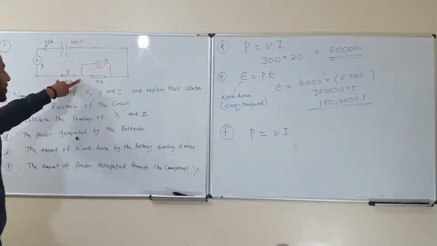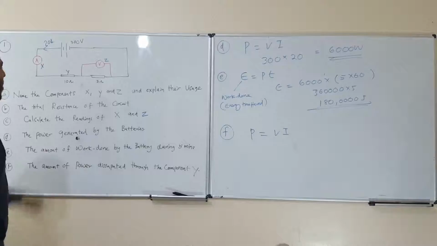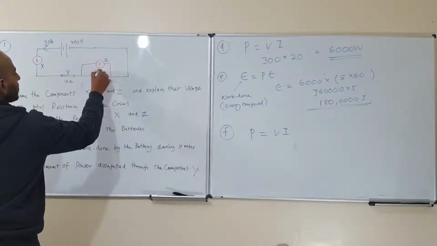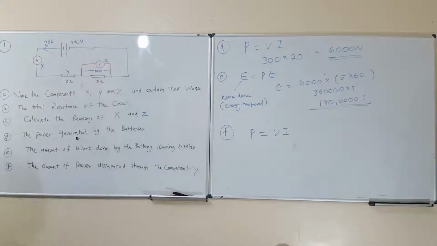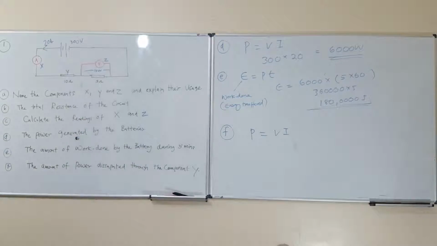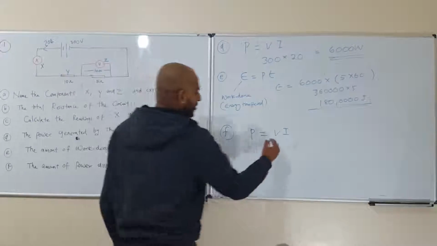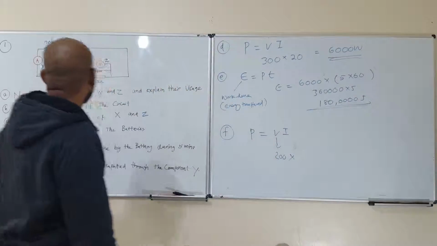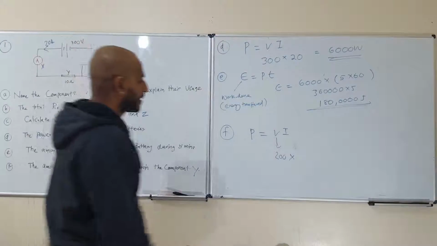The voltage across this. So how do you find the voltage across this? Now before, in a previous question, we found the voltage across this was 100 volts. Then this should be 200, because it's a series circuit: 100 plus 200 gives us 300. So the voltage across Y should be 200, and I is 20 because it's the one loop, so times by 20.